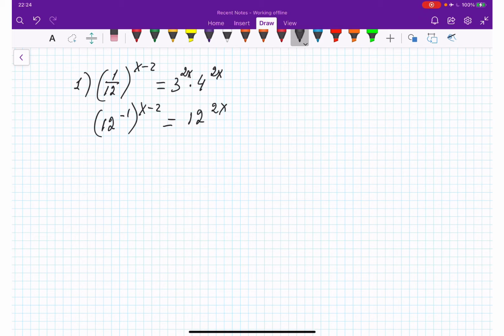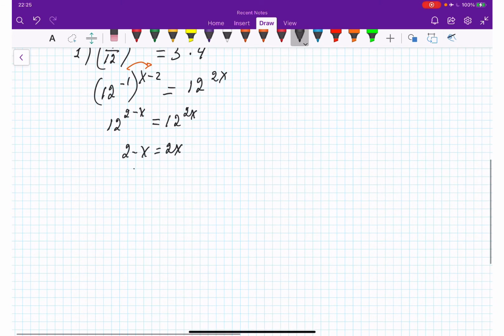Now let's raise 12 to the power negative 1 to the power x minus 2, which is going to be 12 to the power 2 minus x, right? It's equal to 12 to the power 2x. Okay, we brought it to the level where the bases are the same. When bases are the same, we can drop the bases and have the exponents the same. 2 minus x is equal to 2x, and x is equal to 2/3 from here.